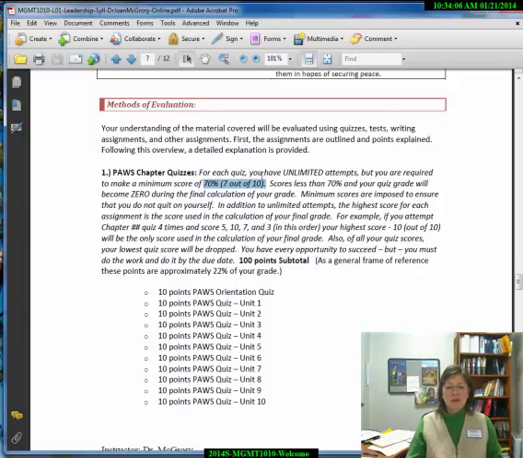Unlimited attempts. Okay? Now, let's see. Do you have a drop grade in there? I always got to look for that. Minimum scores. Highest score for each assignment is used. Also, of all your quizzes, the lowest grade is dropped. I'm giving you every opportunity to succeed. Every opportunity. All you got to do is read the material, take the quiz before the due date.